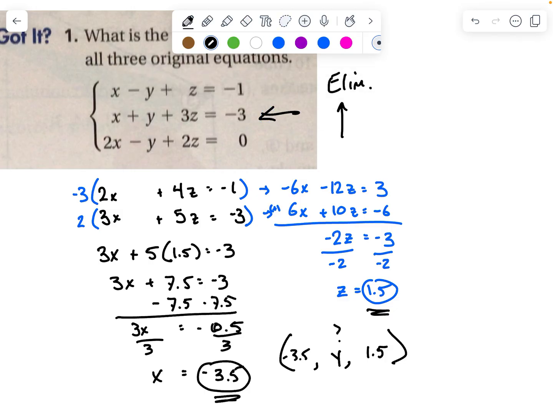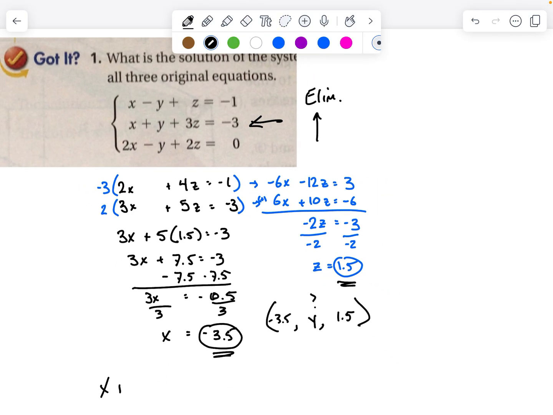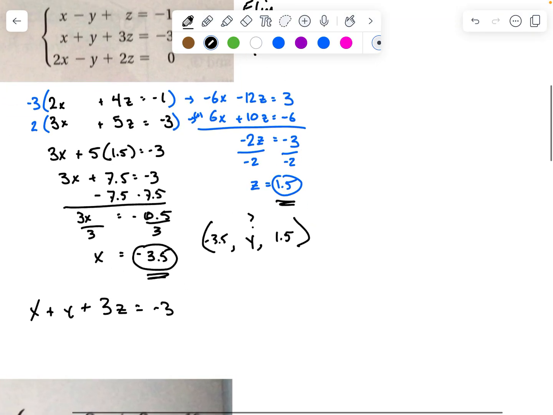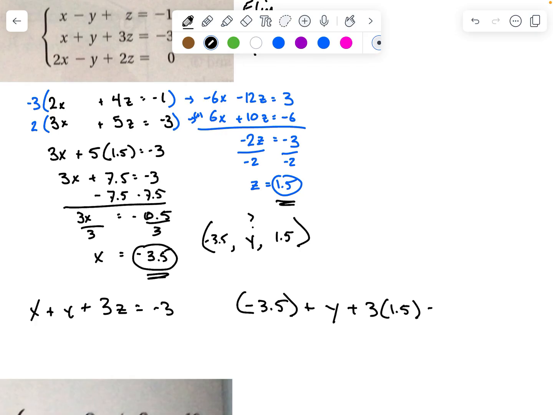So I'm going to go ahead and put x plus y plus 3z is negative 3. Remember, you could have picked any of them. And we're going to go ahead and put our x value in. So I'm going to write it here. Negative 3.5 is my x. The y value I don't know yet. And 3 of those blue 1.5s is supposed to be negative 3. And I just need to figure out what this is.